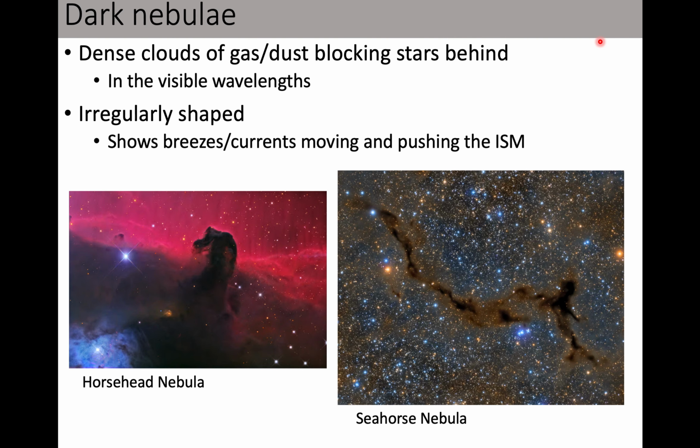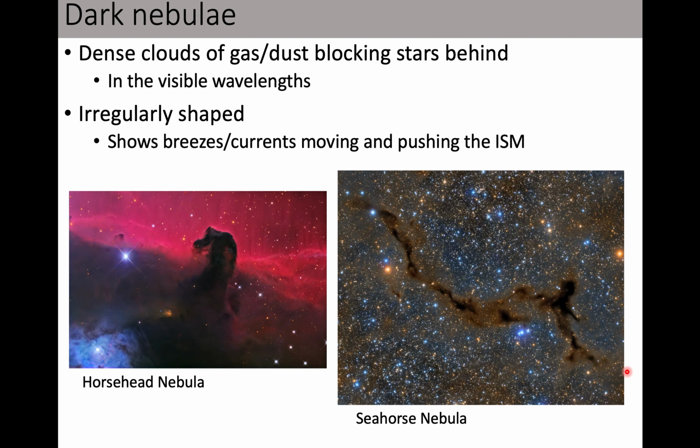Generally, the dark nebulae are very irregularly shaped, and what we can actually observe are the currents and the sort of breezes that are moving through the cloud of ISM and pushing and shifting the ISM material. So this is called the Horsehead Nebula. It looks like a horse head. This here is called the Seahorse Nebula. Kind of looks like a seahorse.